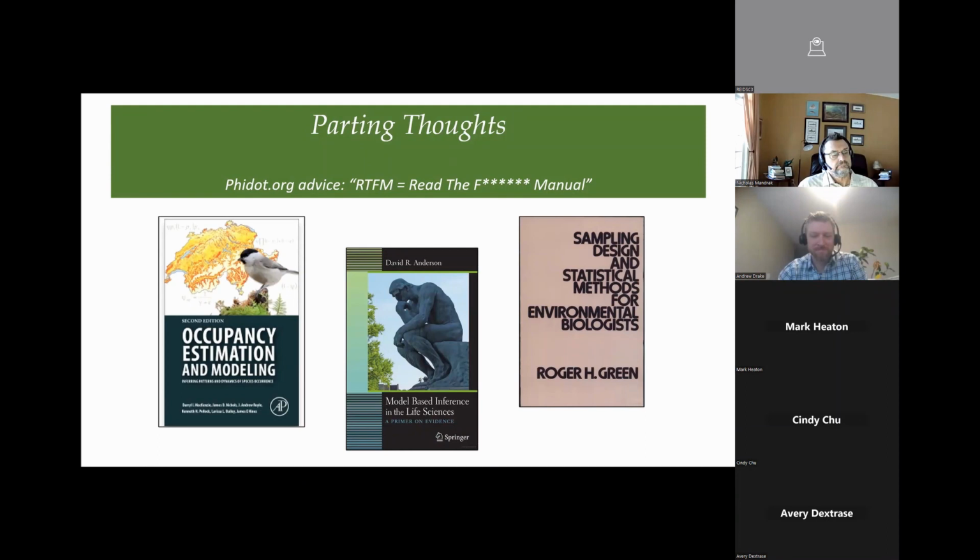And so, one of the things that Al used to like to bring up when people were having problems with putting their models together or writing their code or using PRESENCE, he always used to laugh about one of his favorite lines of advice on phidot.org, which is a website for doing occupancy modeling and providing insight. And it was RTFM, which was read the bleeping manual. And I liked that, and I thought it was a good example because Al always brought humor and levity to work, and that was always appreciated.